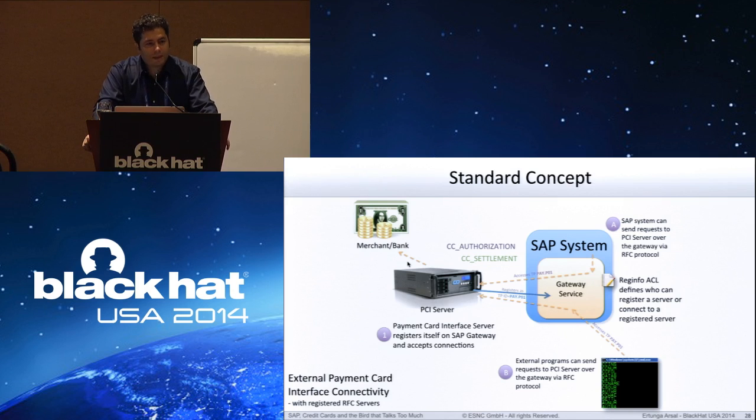Then SAP applications send this information to the PCI server, and then they get the status, whether the transaction is approved or declined. The external programs also are able to send information to the payment card servers. So this access to the payment card server is only protected on the SAP system by an access control list, which is called the reginfo access control list.